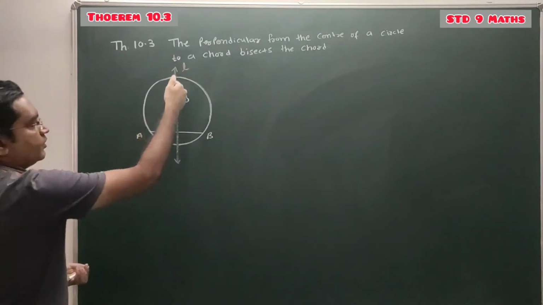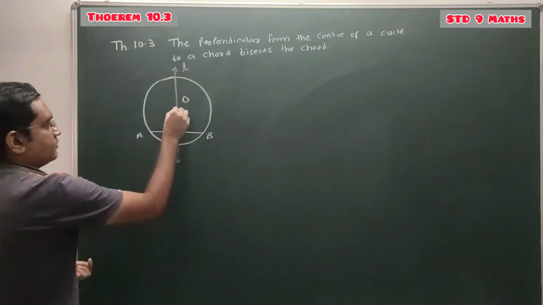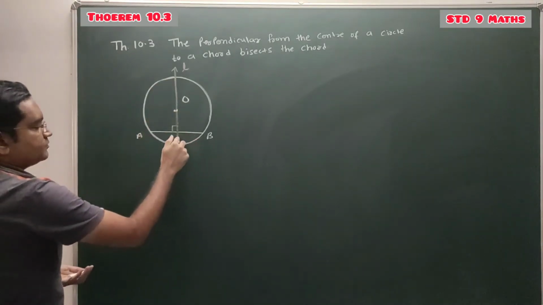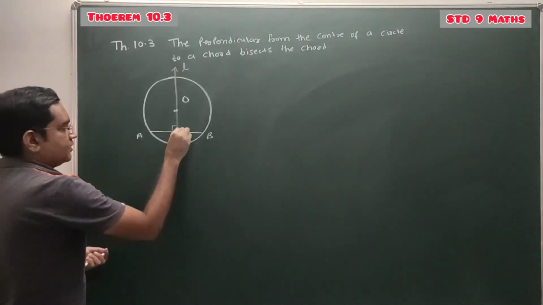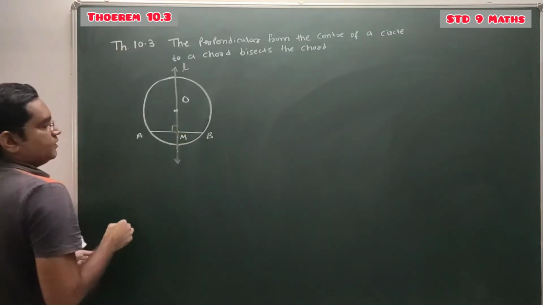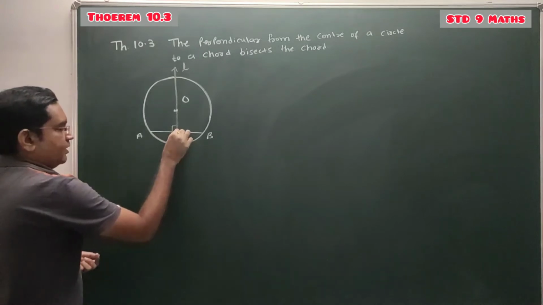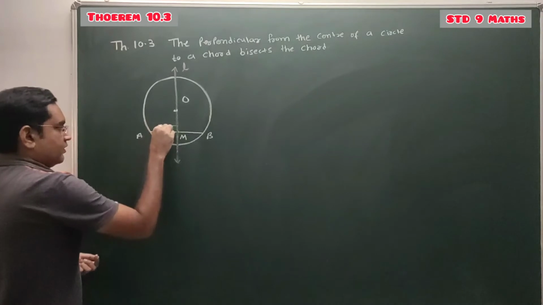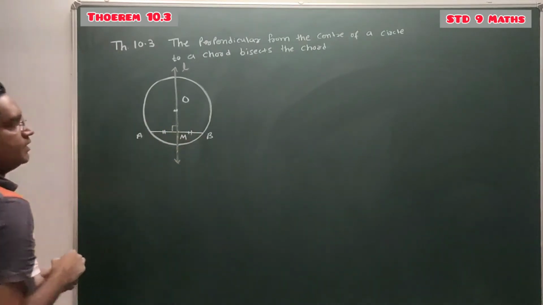So if we draw one perpendicular passing through the center of the circle, that perpendicular to the chord will bisect the chord. Bisect the chord means this intersection point, suppose M, is the midpoint of AB. That means point M bisects the chord. So this point M divides our line segment AB into two equal parts, AM and BM. That you have to prove.